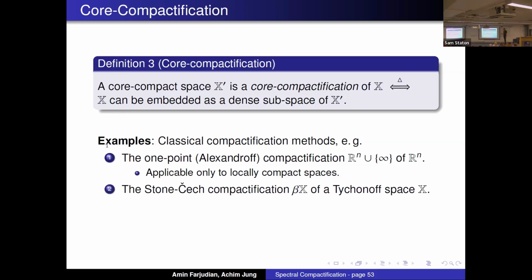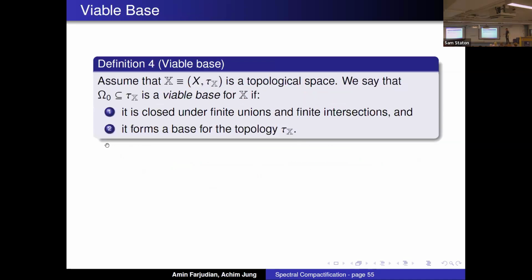A more general example is the Stone-Čech compactification, beta X, that's what I use, which works for any Tychonoff space. But the problem is that it relies on the axiom of choice, so you don't get any concrete description of the elements that have been added to the space, which is not useful for computational purposes. So instead, we take another route.